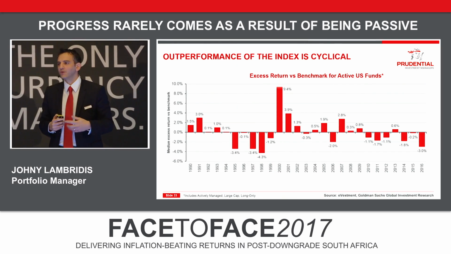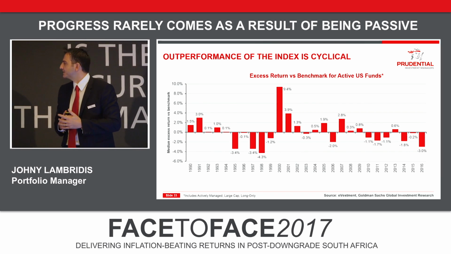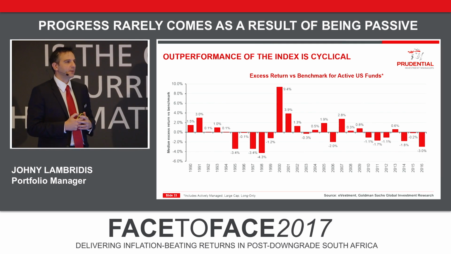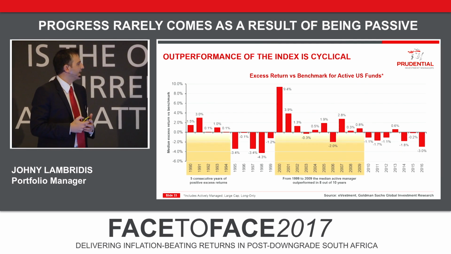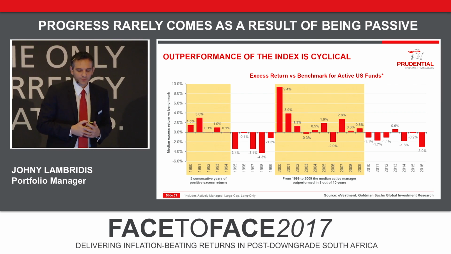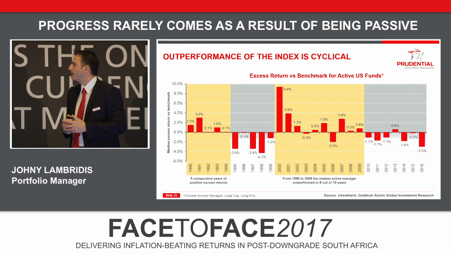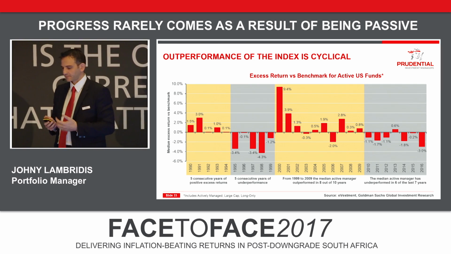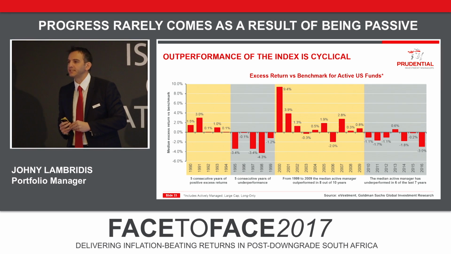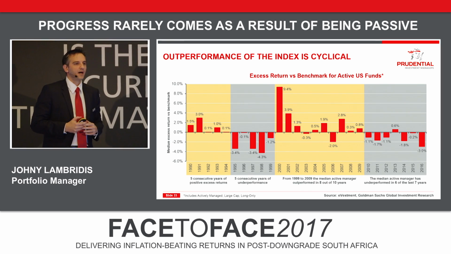The truth, however, is that outperformance by active managers of the index is actually cyclical. So this is data provided by Goldman Sachs, looks at active US equity managers versus the benchmark, and effectively the conclusion is that outperformance is cyclical. You have periods of outperformance, 1990 to 1994, and again in the early noughties, followed by periods of underperformance. 2016 was a particularly poor year for active managers in the US. They underperformed the benchmarks by 3%, the worst year on record since about 1998.